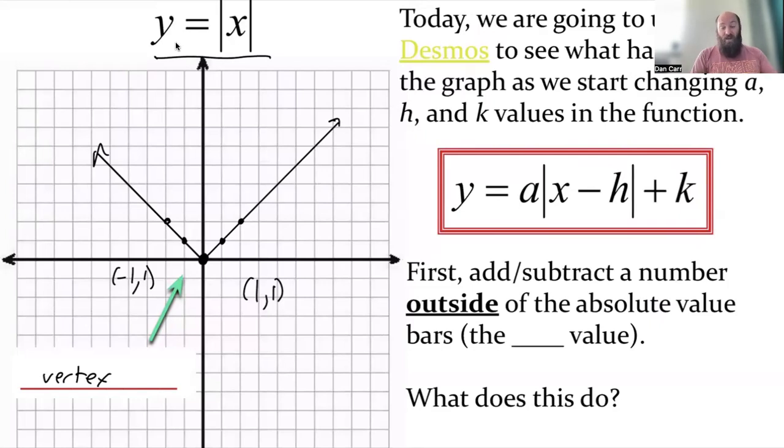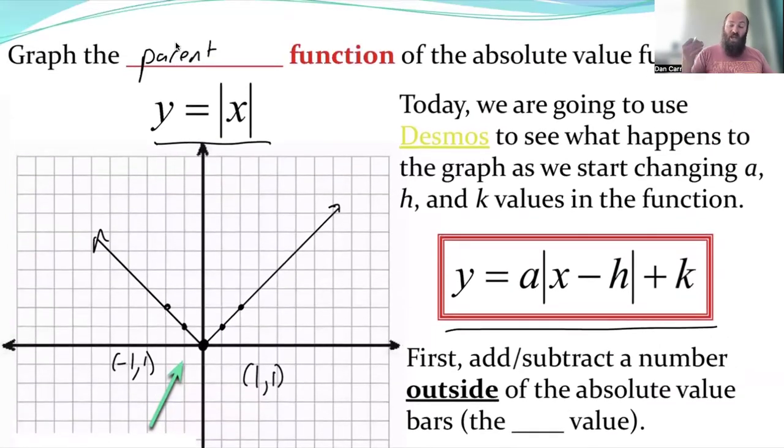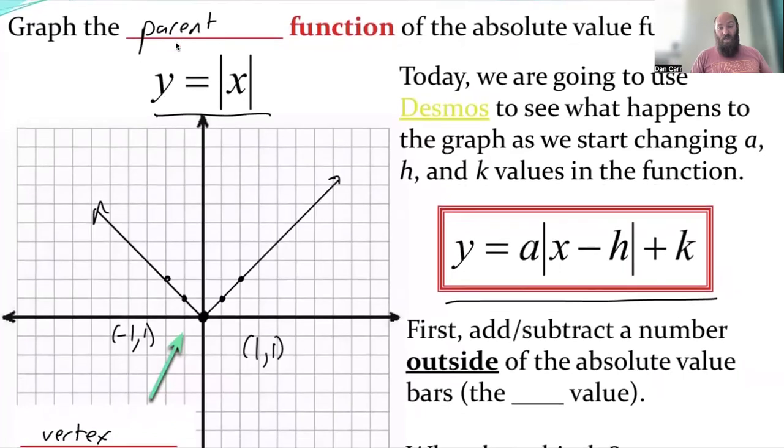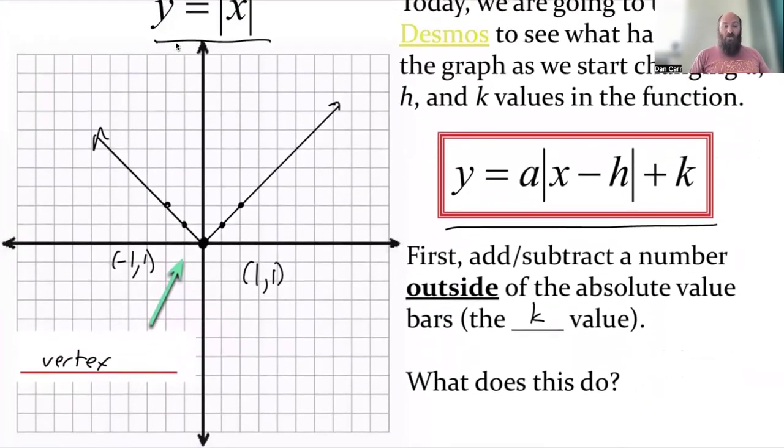We can modify this parent function by using this format. So that's what we're going to look at today. What happens when we change these values of A, H, and K? First, we can add or subtract a number outside of the absolute value. That's our K number. So we can take a brief look and see what that does.